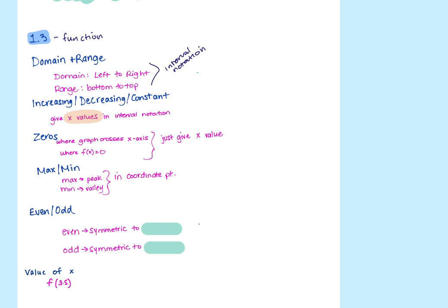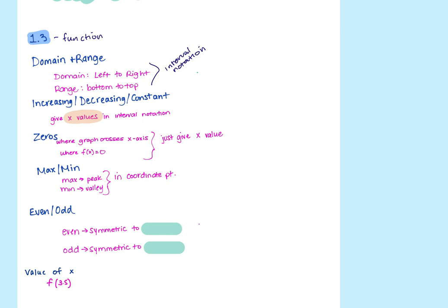The zeros are where it crosses the X axis or where f of x is 0. You have to know how to find the 0 from your graphing utility. You are giving just the X value, so that is not in coordinate point form. Then will be your relative max and mins. This could be more than one. The max is every peak and the min is every valley. These are given in coordinate point form.